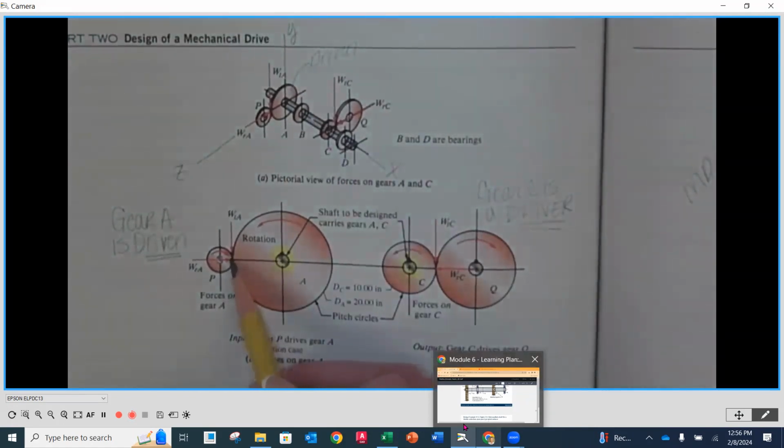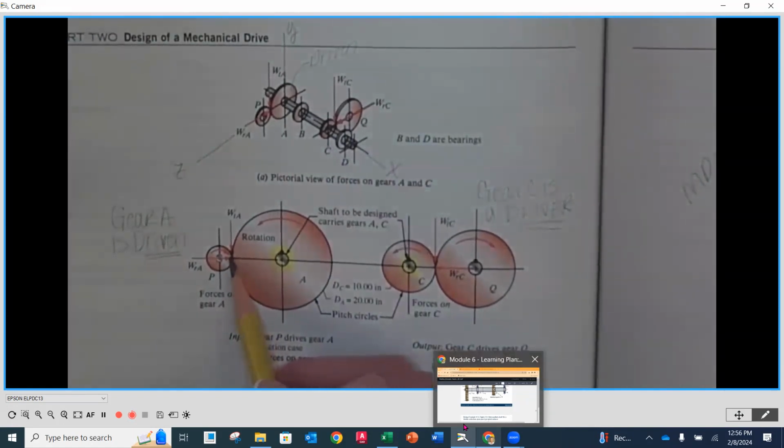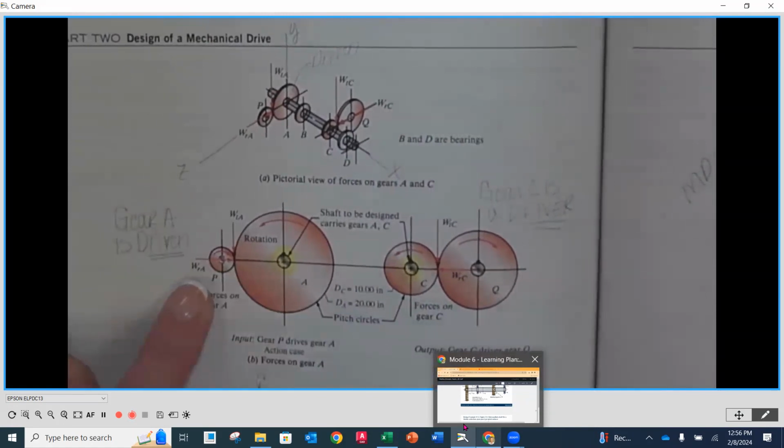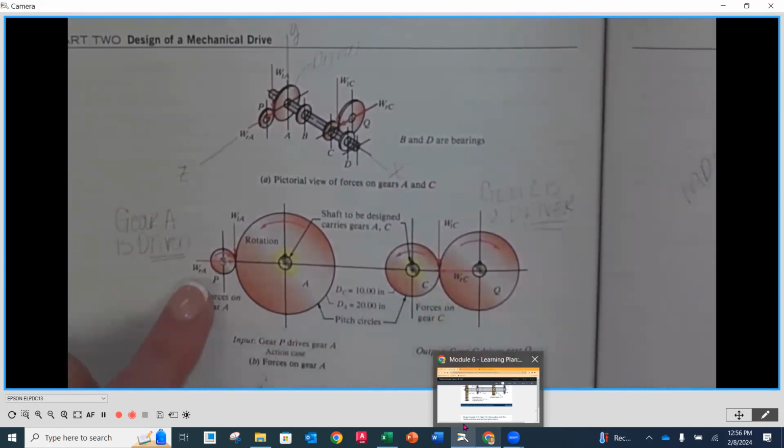Number one, radial force is always going to go from that point of engagement and point towards the center of rotation of the element that we're analyzing. We're analyzing A. So from that point of engagement, that radial, you'll see here, is pointing to the right. I know it might not be easy to see on my illustration, but look in your book. Radial's done.